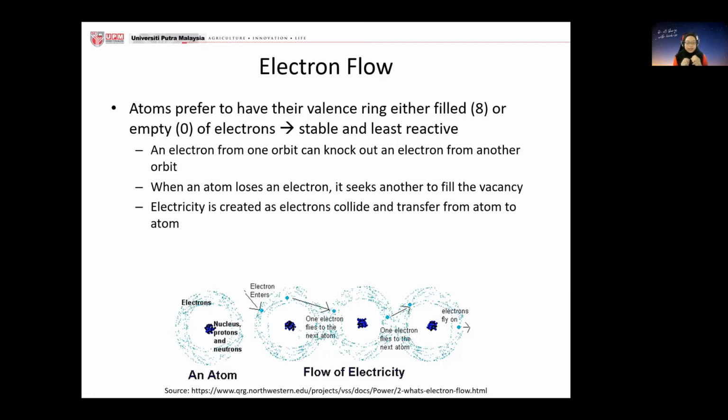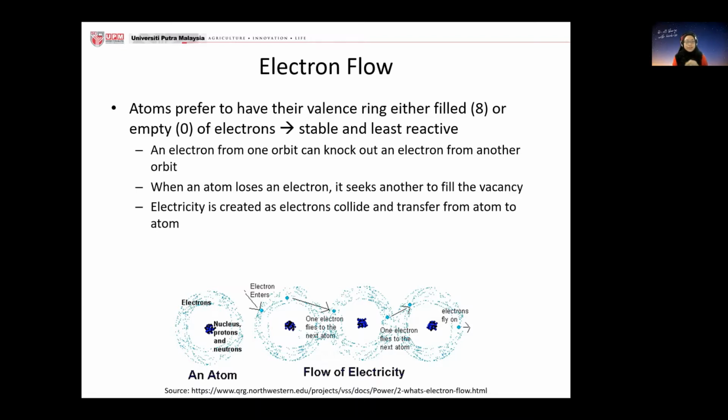If you pull all of this information together, think back about electricity. Electricity is generally a flow of electrons. I highlighted this in our previous lecture, especially with the fuel cell and PV, basically how the electrons move and generate the electric current. So electricity is created as electrons collide and transfer from atom to atom.